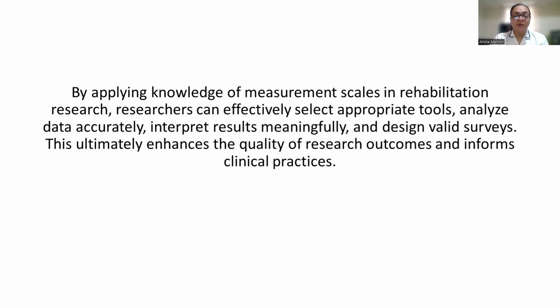So that's all on scales of measurement. In the end, I'd just like to conclude by saying that when we select a scale of measurement, it helps us analyze data accurately. It will help us interpret our results meaningfully and will also help us design valid surveys. This ultimately will, of course, enhance research outcomes and help us promote informed clinical practices. So that's it for my session today.